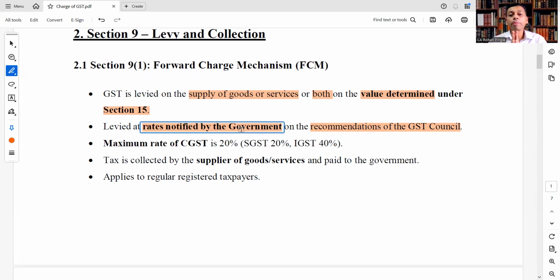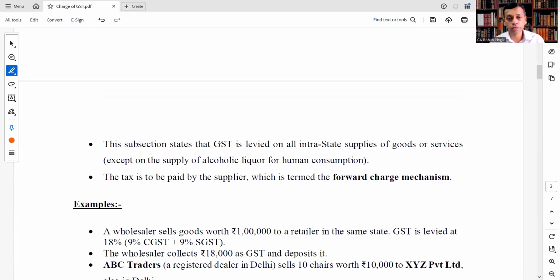Tax is collected by the supplier of goods or services and paid to the government. Who collects the tax? The supplier of the goods or services collects the tax, and then pays it to the government. This applies to regular registered taxpayers.